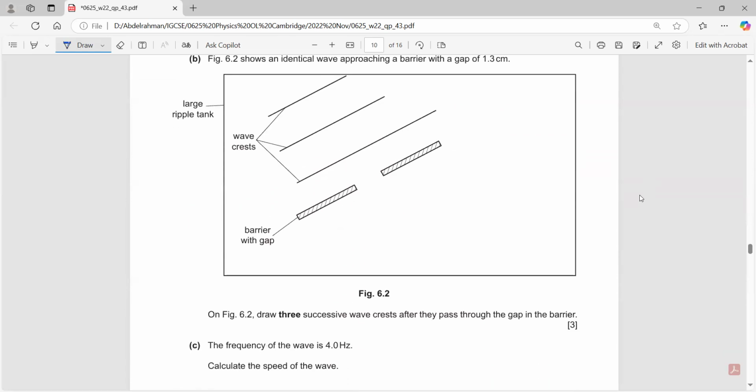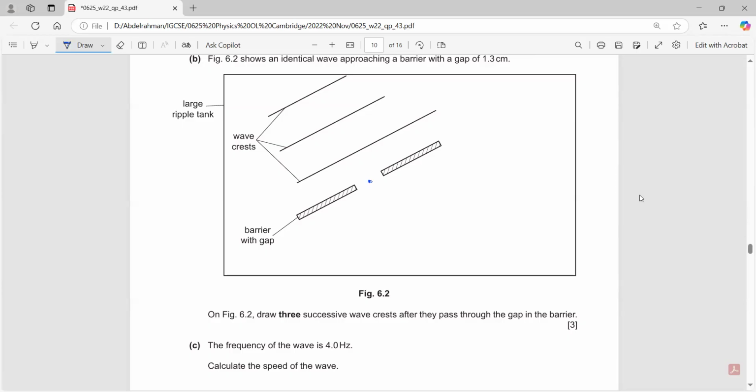Now you have the same waves, but they are approaching a gap in the barrier. So definitely this is not reflection. This would be refraction. Sorry, diffraction. This is diffraction, and as it's passing through the gap, it's quite obvious that this is a narrow gap, so we need to use our compasses.